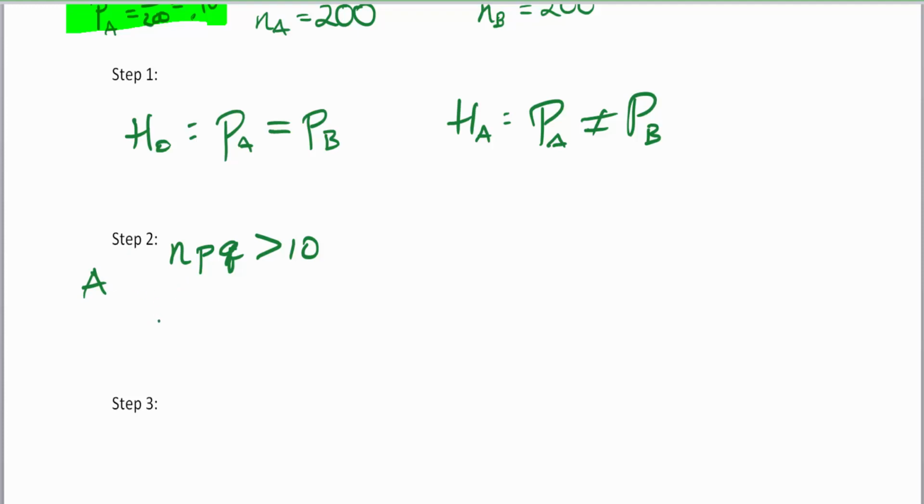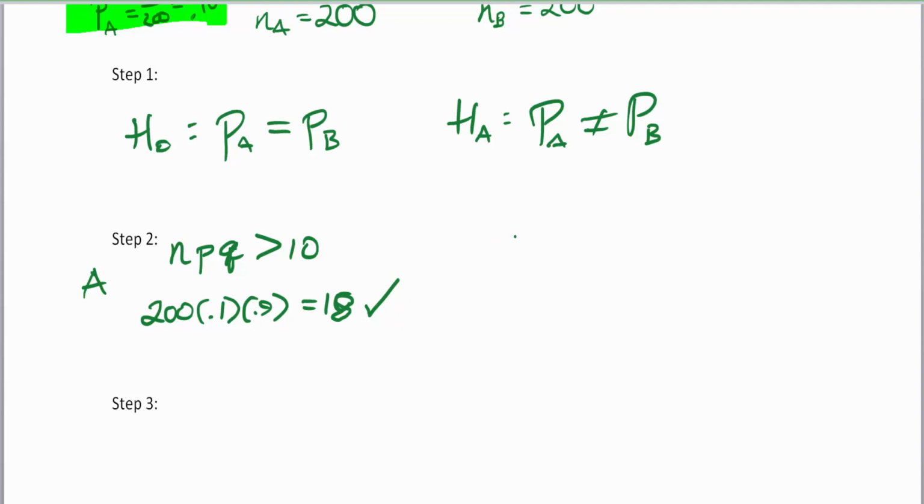If we do group A on the left here, our n was 200, our p hat was 0.1, and our q hat is going to be the complement of p hat, which is 0.9. And 200 times 0.1 times 0.9 is equal to 18. And 18 is greater than 10, so congratulations, we can assume normality from that group.